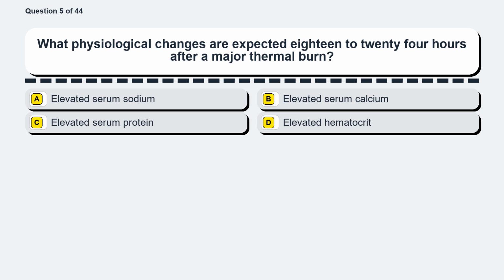Question 5. What physiological changes are expected 18 to 24 hours after a major thermal burn? Option A. Elevated serum sodium. Option B. Elevated serum calcium. Option C. Elevated serum protein. Option D. Elevated hematocrit.